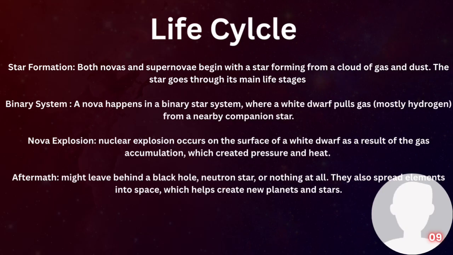Moving forward, as I talk about the life cycle, just kind of wrapping it up. Pretty much both the novas and supernovas begin with a star. They form a cloud of gas and dust, and the star goes through its main life stages, right? A nova happens in a binary star system, where a white dwarf pulls gas, mostly hydrogen, from a nearby companion star.